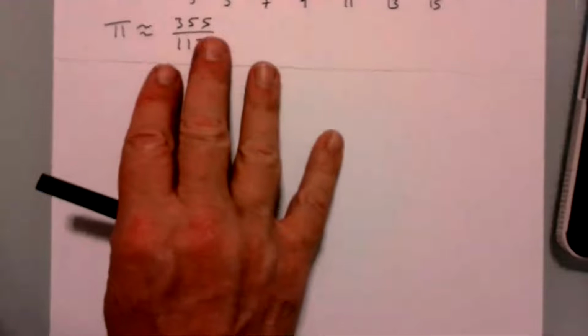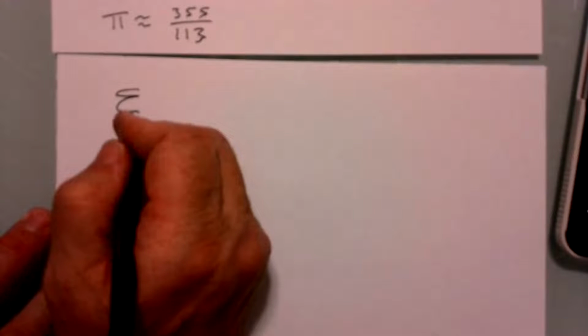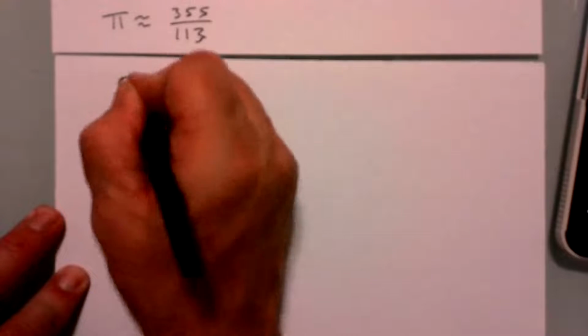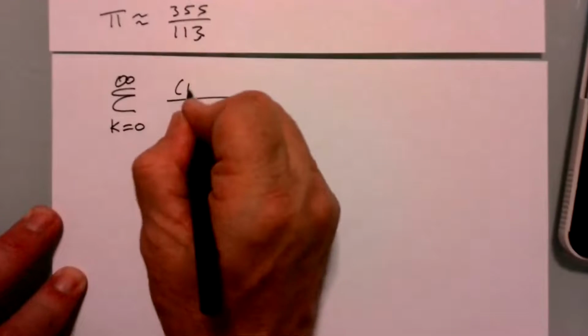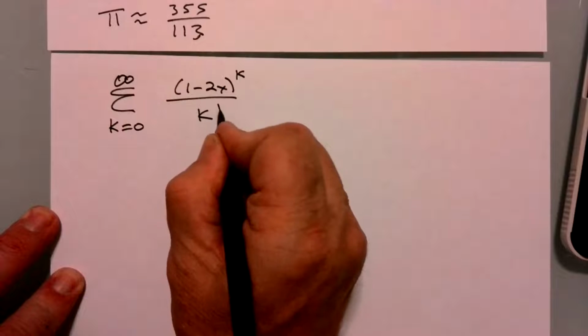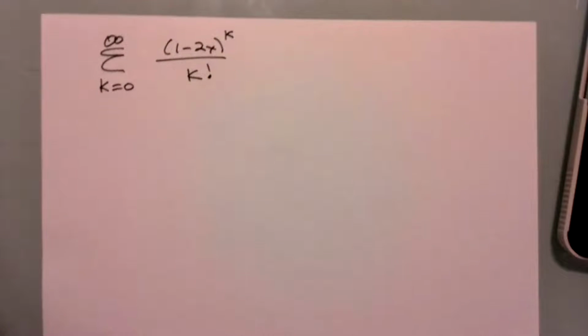So what if I give you the following? What if I say we are interested in, and I hope this is going to focus for you, the sum as k goes from 0 to infinity of (1 minus 2x) to the k over k factorial. So let me leave that there for a minute. I'm going to see if anybody can give me an answer.